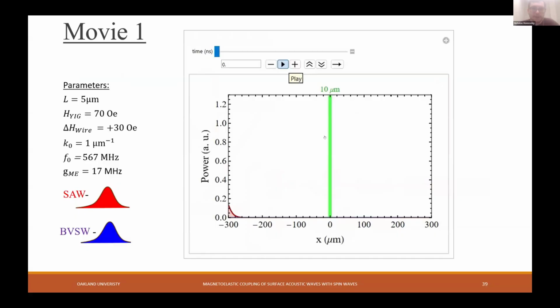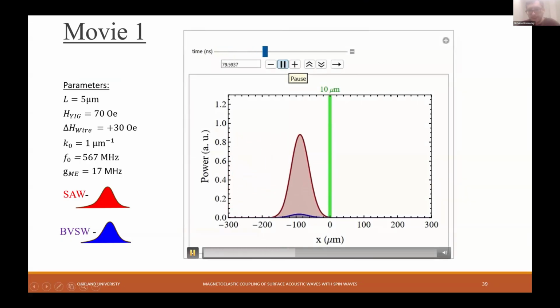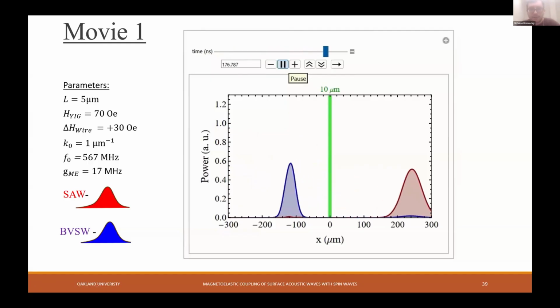So here, I have a set of parameters. Surface acoustic wave excited at 567 megahertz. We have a wave vector. And this is for a very small wire. The surface acoustic wave comes in from the left and is converted to a backward volume spin wave. For the very thin wire, the coupling rate actually doesn't have enough time to completely change the surface acoustic wave to a backward volume spin wave.